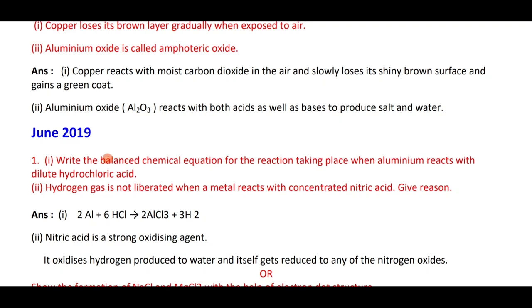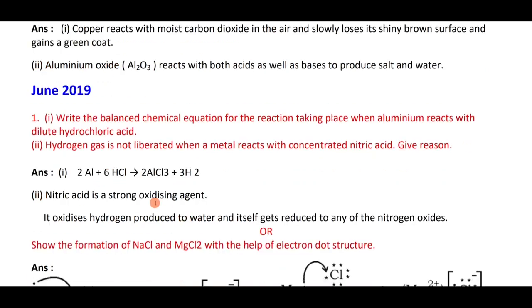Write the balanced chemical equation for the reaction taking place between aluminium and dilute hydrochloric acid. 2Al plus 6HCl gives 2AlCl3 plus 3H2.